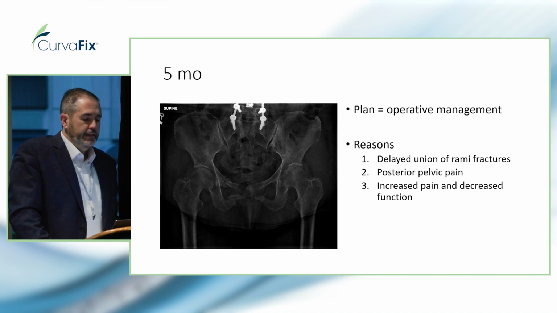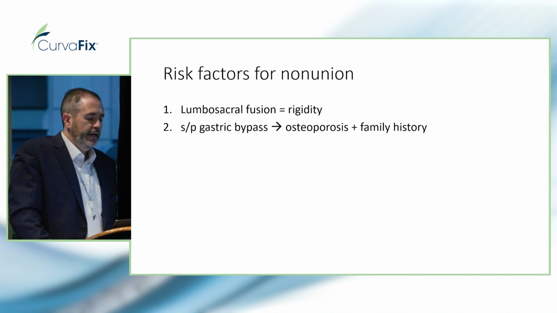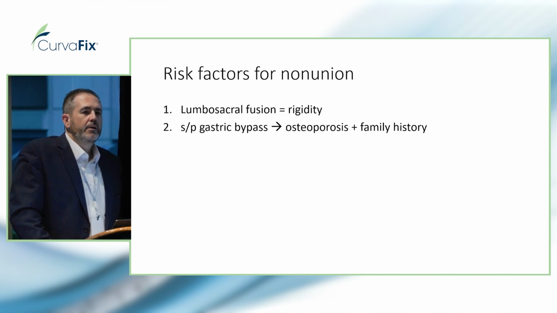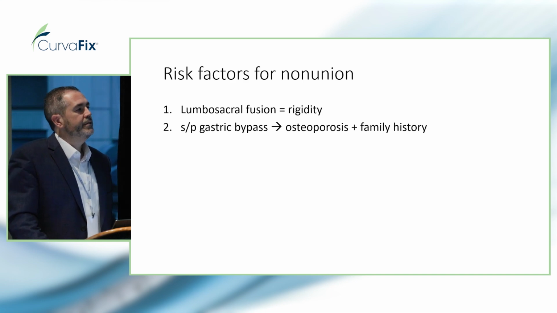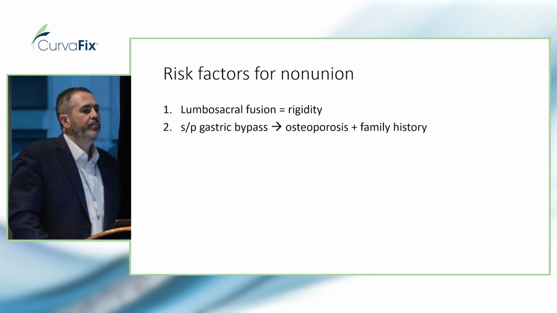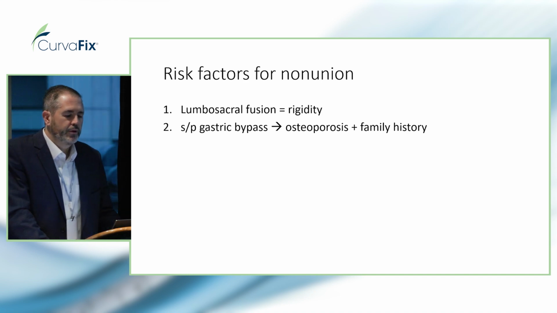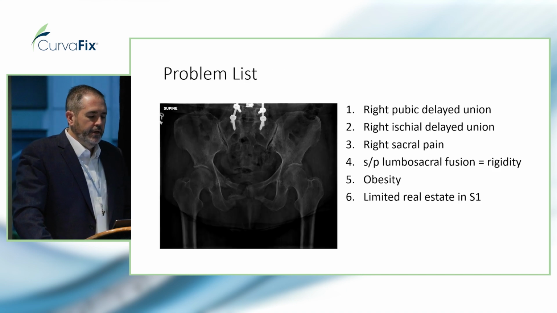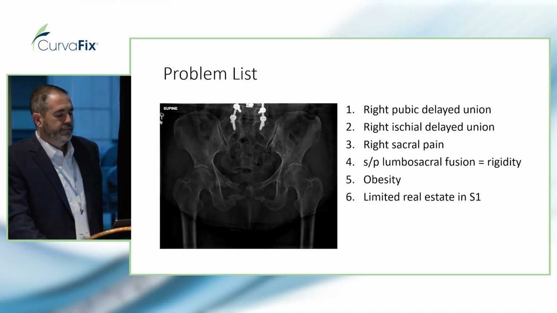She has significant risk factors for delayed or non-unions, including she's had her lumbosacral fusion, so she's got an increased rigidity posteriorly, which she's kind of more going to the insufficiency fracture mode back there for that particular fracture. She's also had a gastric bypass, so I don't know if you take care of these patients, but the risk of like a distal radius fracture within 4 years is 4 times higher than the normal population. So they have a higher risk of osteoporosis. She's also had a family history. So these are her problems that she has.